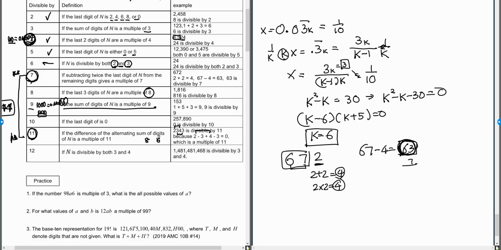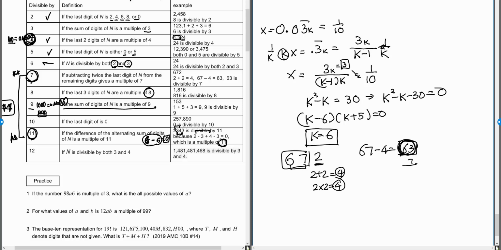Is that okay? When you subtract the difference, this is divisible by 11, a multiple of 11. Over here, 2 plus 4 is 6, and 3 plus 3 is 6. That difference is 0, and 0 is divisible by any number, so yes, that is divisible by 11.